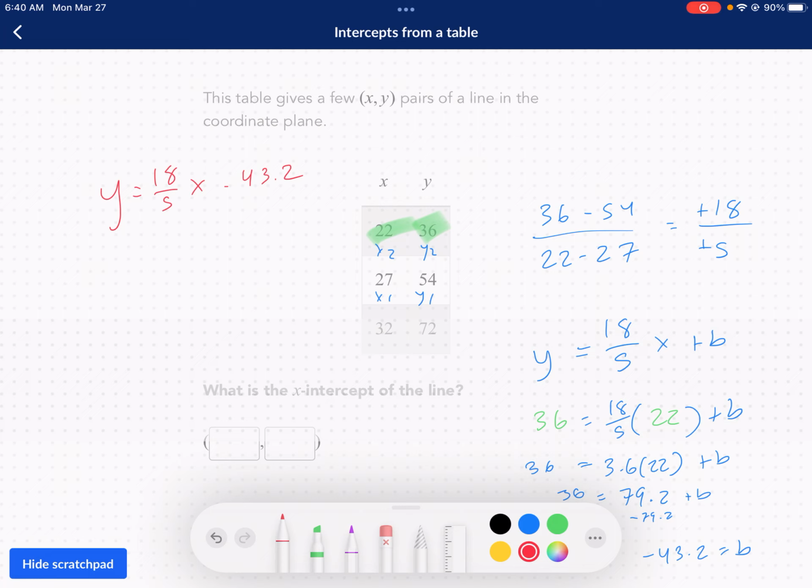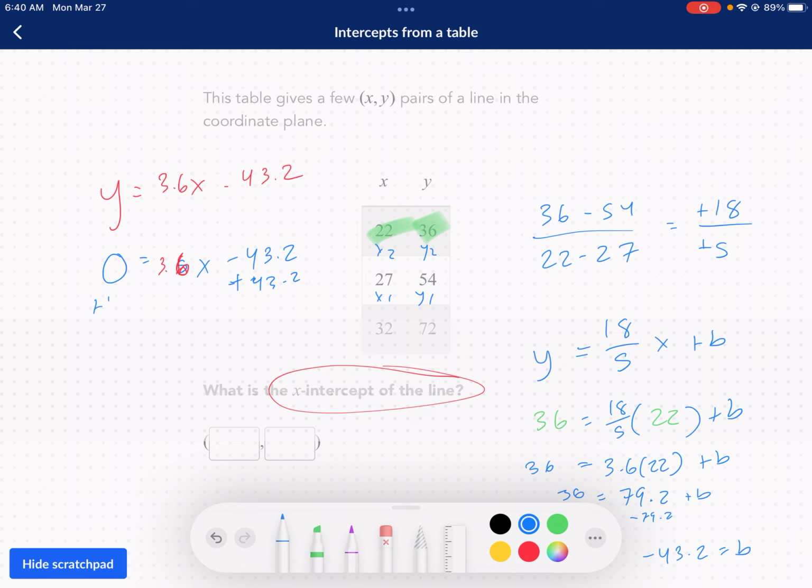Now we need to plug in, we're trying to find the x-intercept, so we need to plug in 0 for y. So we're going to plug in 0 for y. We have 18 over 5. Oh, I want to change that to decimal. Didn't we get 3.6 for that? Yes, we did. So let me change that to 3.6. So we have 3.6. And we're putting in 0 for y, and we're trying to find x. There we go. Minus 43.2. We're going to add 43.2.